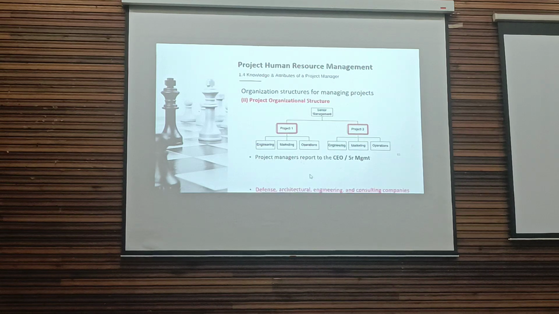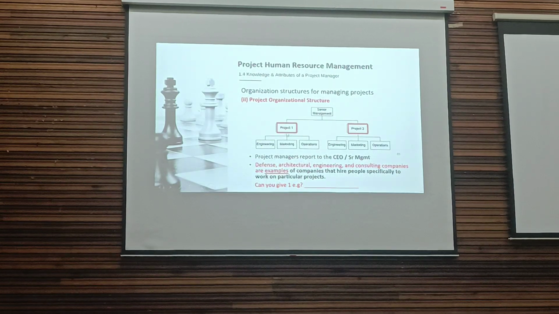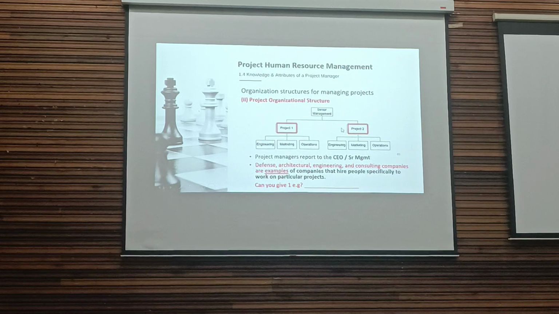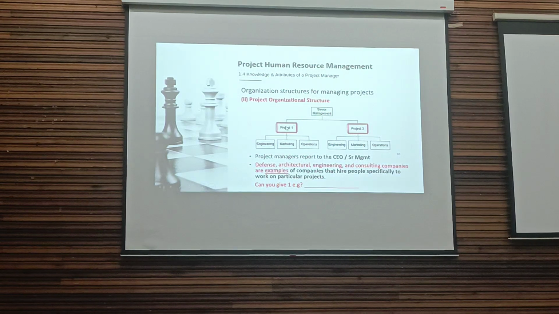Project organization structure. The project manager reports to the CEO or senior management. Project 1 has a project manager, and project 2 has another project manager. So these two project managers report to senior management. This project manager handles one project, and this project manager handles another project.